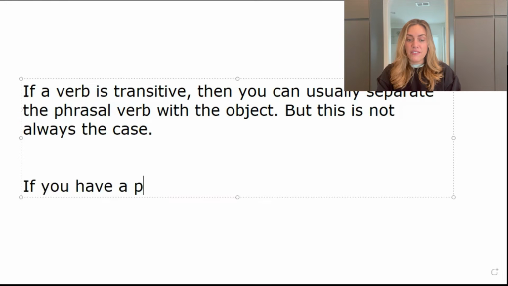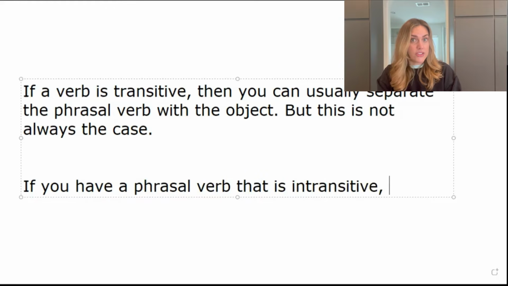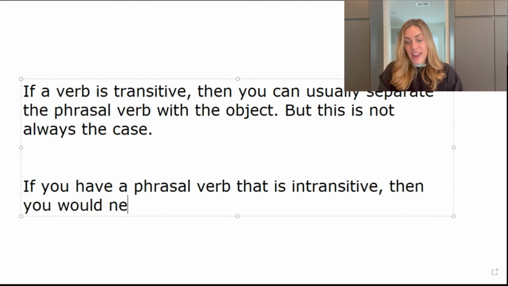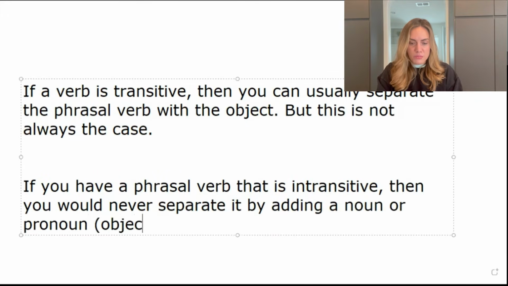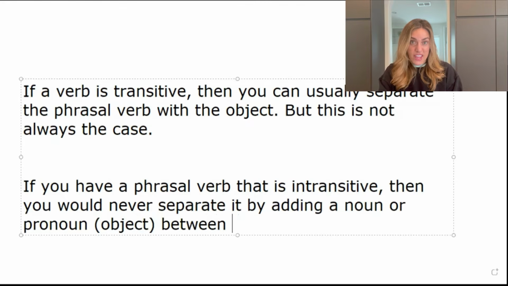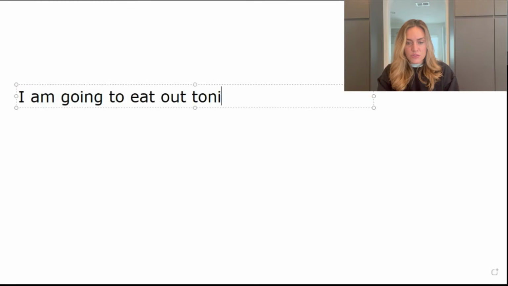And if you have a phrasal verb that is intransitive, which means there's no object, then you would never separate it by adding a noun or pronoun object between it, okay? So I'll give you an example of a phrasal verb that we cannot separate. I'm going to use the example I had earlier. I am going to eat out tonight.